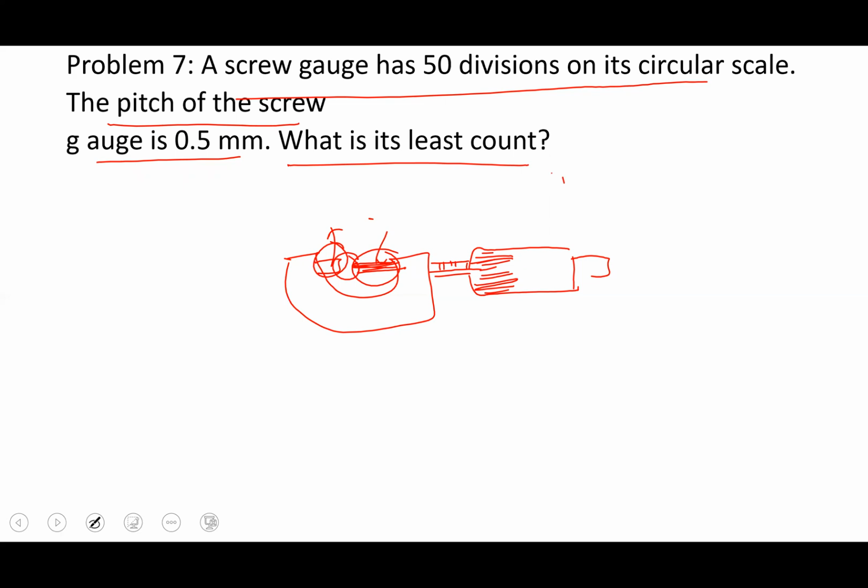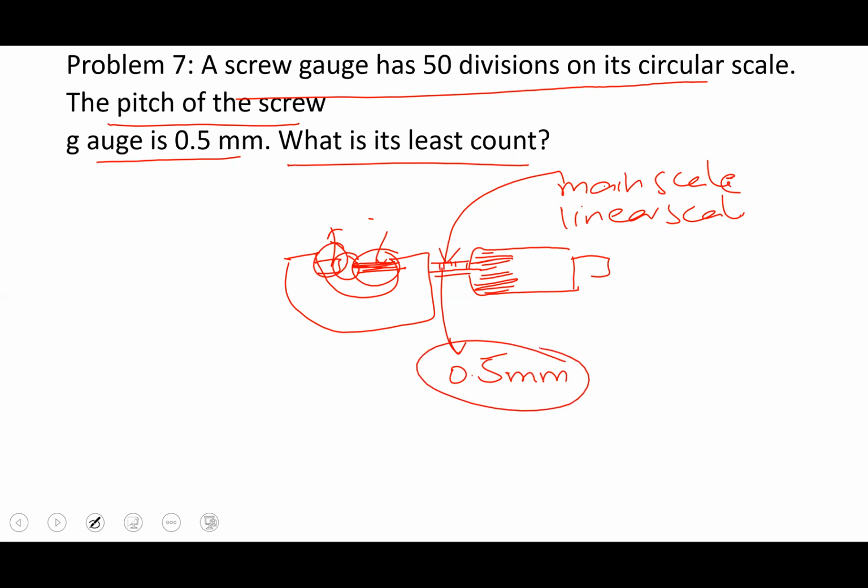Now, in this case, the reading on the main scale, or you can say the linear scale, is basically given to us. The smallest deviation which you can find on this one is 0.5 millimeters. And we don't have readings on the circular scale, but we have deviations. So how many deviations are given to us in this question? 50. So it is 50 deviations given on the circular scale.